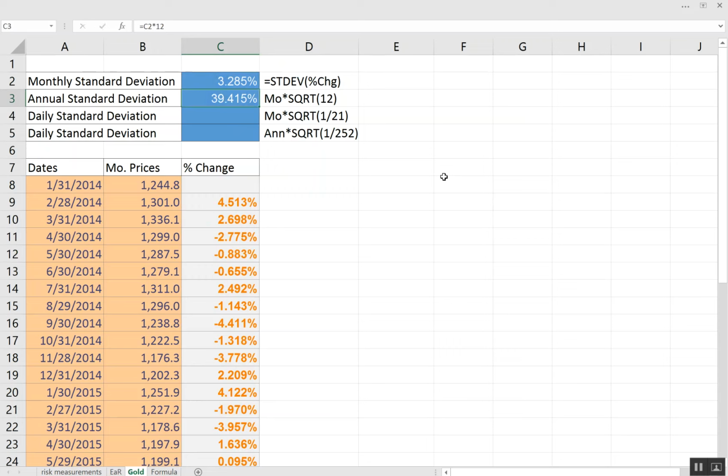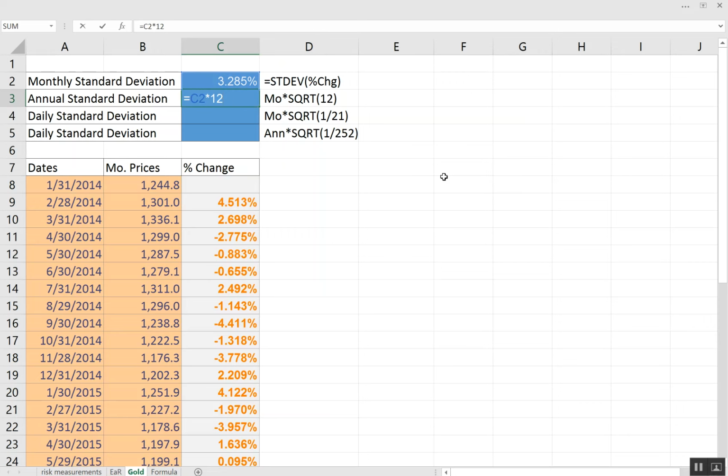Standard deviation is the square root of the variance. Variance is the average squared deviation from the mean. When you try to adjust standard deviations for time, you don't multiply times time, like multiply monthly times 12. The only way to correctly do it is multiply times the square root of time. Because remember, standard deviation is the square root of that variance.